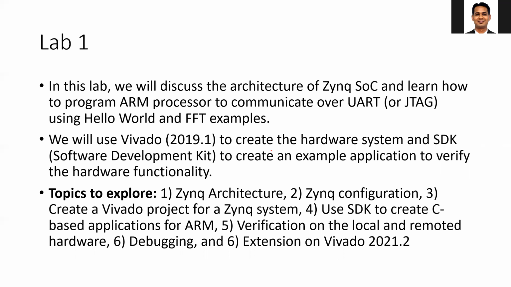In this lab, we will explore the basic Zynq architecture, how the Zynq configuration is done, and how to use Vivado to create a project when only the ARM processor of the Zynq is used. Then we write a C-based application, which will be executed on the ARM processor, and verify the performance of your application on the hardware. We will discuss two cases: when you have physical access to the board and when you have remote access to the board. Then we will discuss how debugging is done by using breakpoints, variables, and registers in the software SDK. And then there will be an additional video to discuss the extension of our lab for Vivado 2021.2.